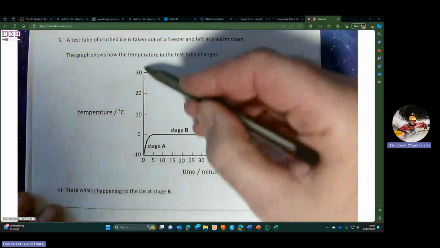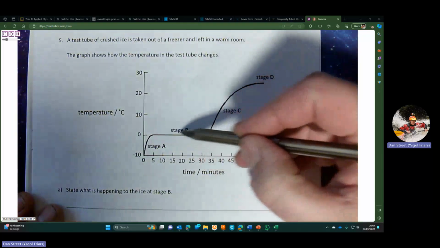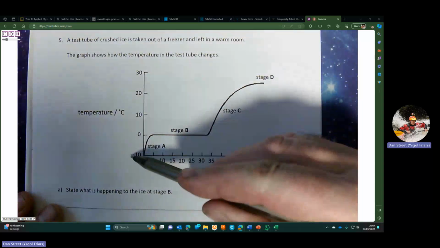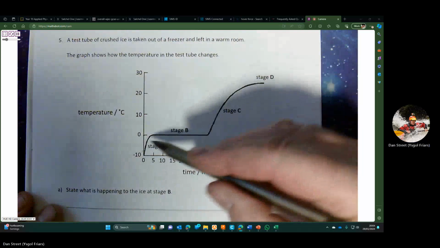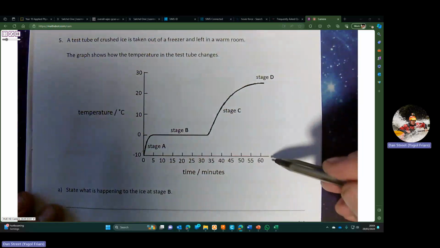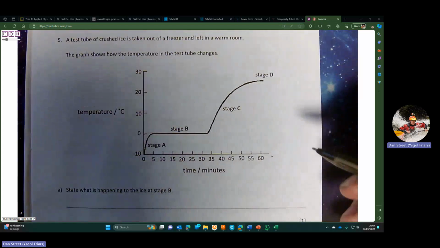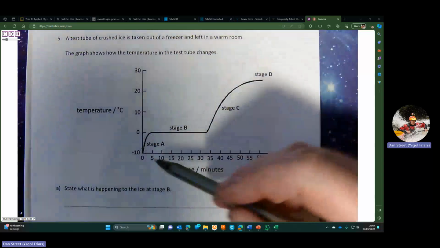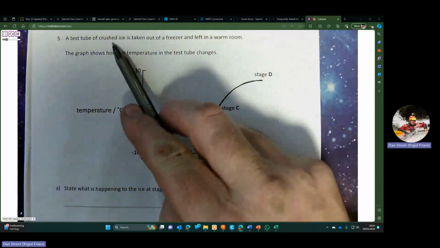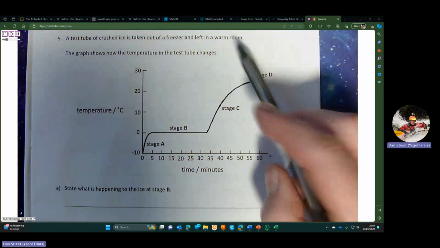So if we look carefully at the graph, 0 is here. So we'd normally expect the horizontal axis to be drawn across there. However, we've got a minus 10 on this graph, so that's why the horizontal axis isn't drawn there, it's drawn down here. And then obviously we've got the time measured in minutes. Okay, so this question is about recognizing what these graphs tell us. So this is ice, okay, from a freezer, and it's left in a warm room.